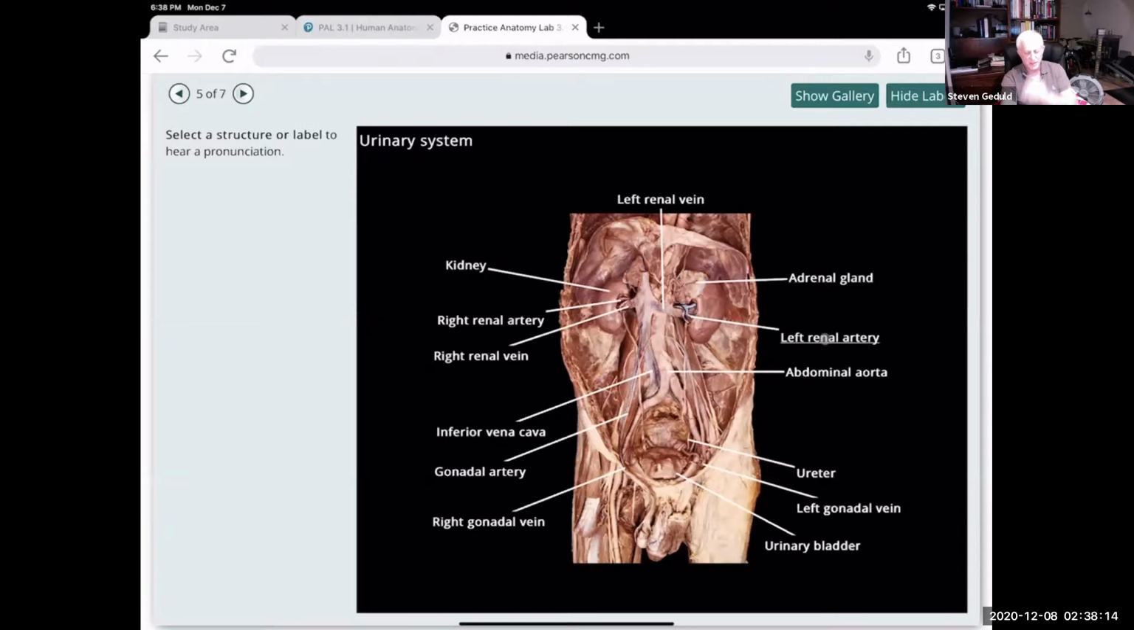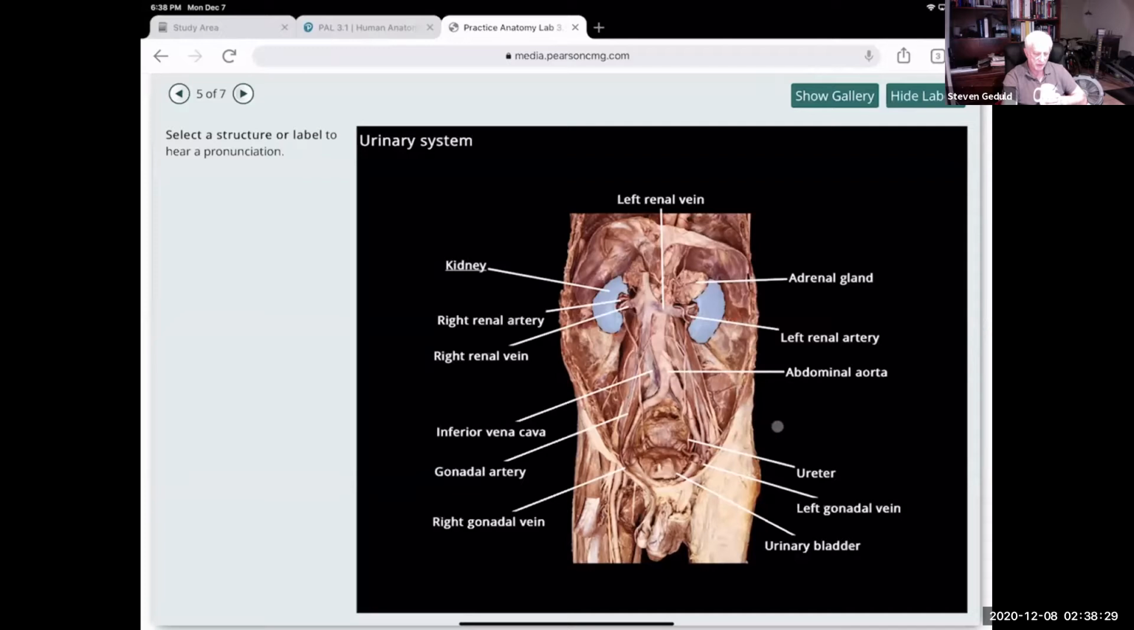Okay, and you have the aorta, which in this case, since it's below the diaphragm, it's inferior to the diaphragm. It's the abdominal aorta. Okay, above the diaphragm is right here. Above that diaphragm, it's the thoracic aorta. Okay, so here's your abdominal aorta.